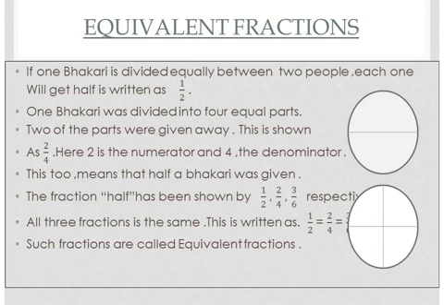It is called a fraction. One bhakri was divided into 4 equal parts. 2 of the parts were given away. This is shown as 2 upon 4, meaning half a bhakri was given. It means that the value of the two fractions is the same. This is written as 1 upon 2 is equal to 2 upon 4 is equal to 3 upon 6. Such fractions of equal value are called equivalent fractions.